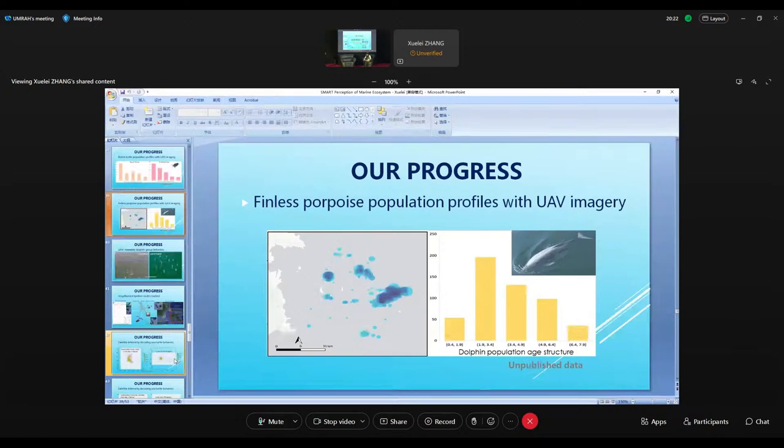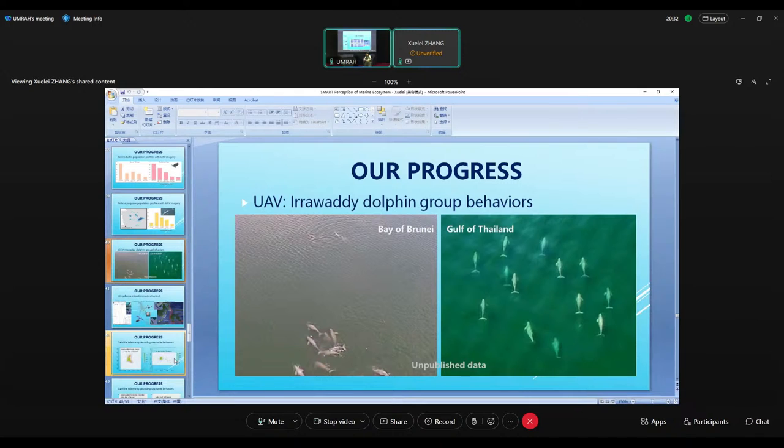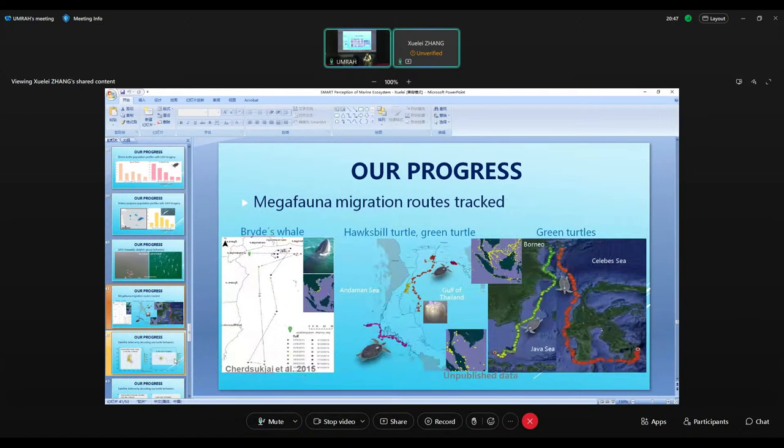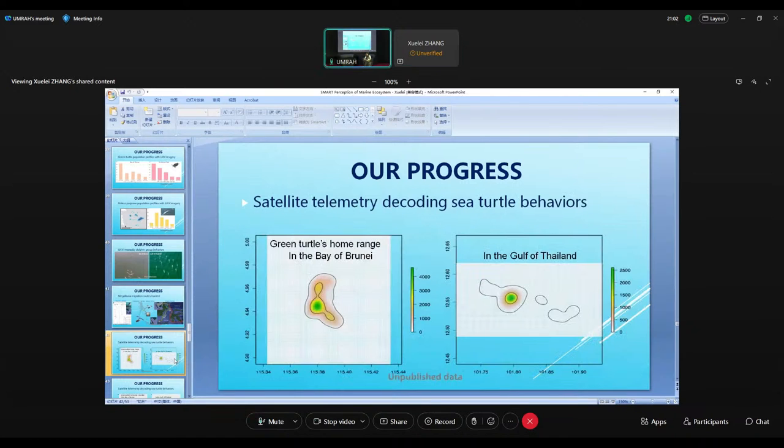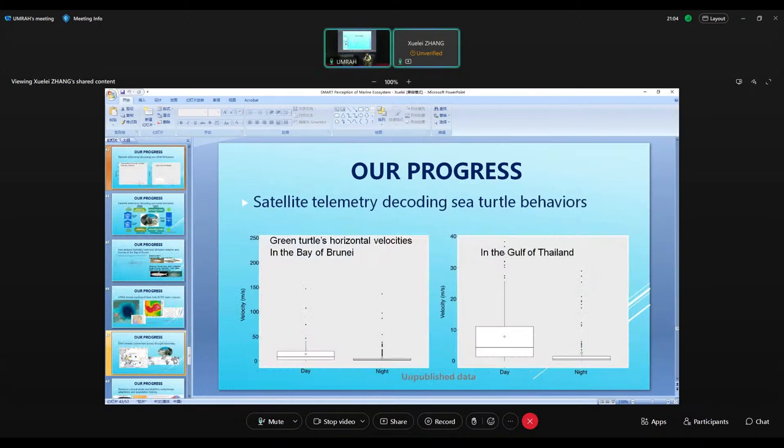And this is just a behavior seen through the UAV, showing the yellow bodied dolphins' school behavior. And we use satellite telemetry to reveal the migration corridors, or in other words, eco corridors, for the blue whale, the hawksbill, and the green turtle. And this is the home range of the sea turtles and their day and night behavior difference, and the daily life cycle for the green turtle through analysis of the telemetry data.